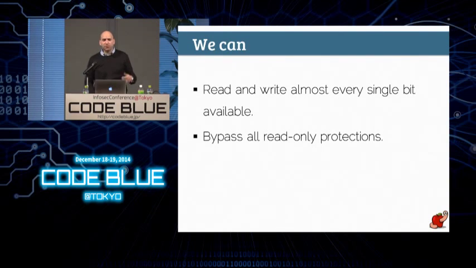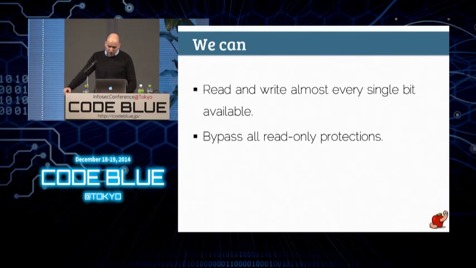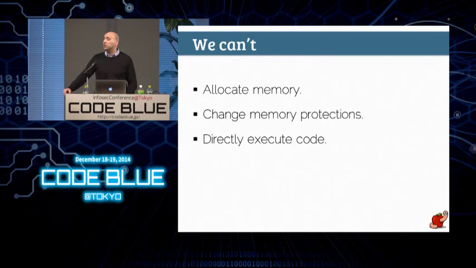As I told you, we can read and write almost every single bit of memory, and we can bypass all the read protections because this function uses direct physical memory access. So we have access to all pages in your system, assuming you are not hitting a page allocated to hardware. The problems of this technique are that we cannot allocate memory because we are just reading and writing. We cannot change memory protections. I will show you why this might be a small problem, but we can bypass it. And we cannot execute code, once again because we are just reading and writing memory.